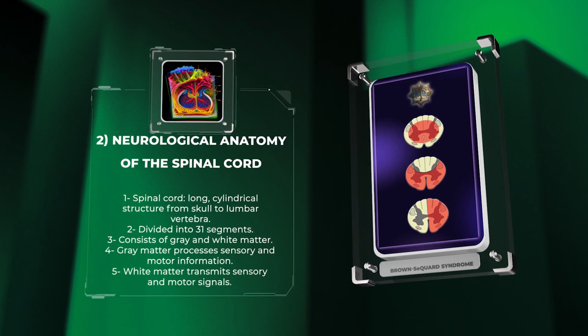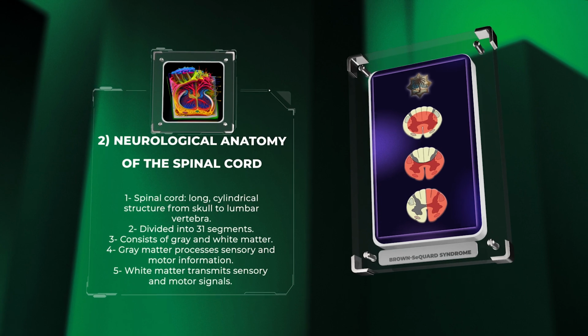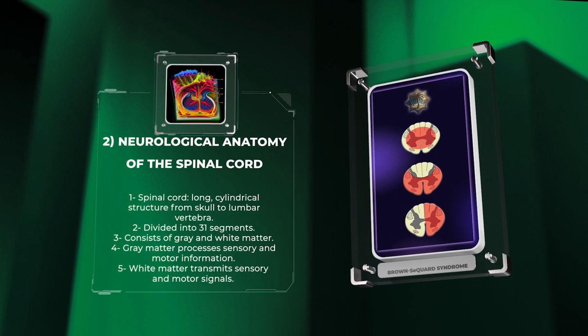The white matter surrounds the gray matter and consists of ascending and descending tracts that transmit sensory and motor signals between the brain and the rest of the body.